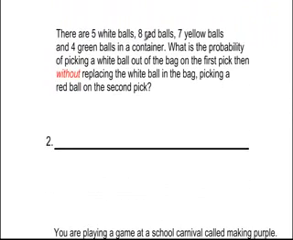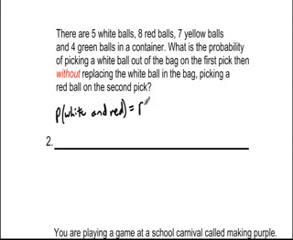There are 5 white balls, 8 red balls, 7 yellow balls, and 4 green balls in the container. What is the probability of picking a white ball out of the bag on the first pick, then without replacing the white ball in the bag, picking a red ball in the second pick? To start this, we need to go ahead and write down our probability. So this is going to be the probability of, let's see, we want to get the white one first, and then we're going to do the red on the second one.